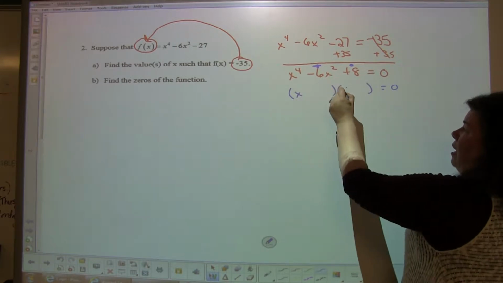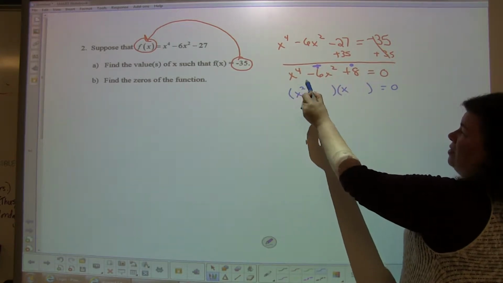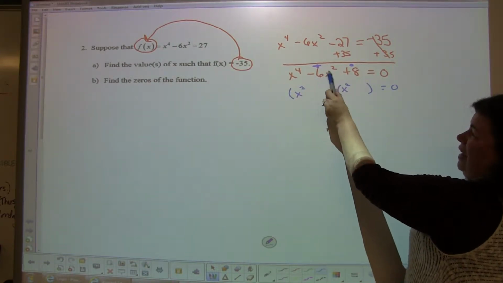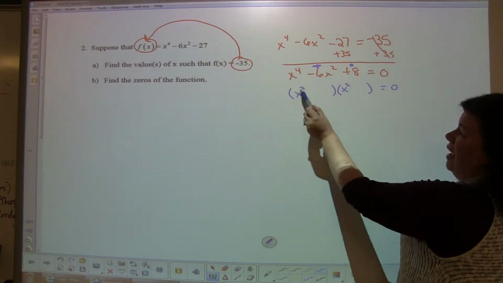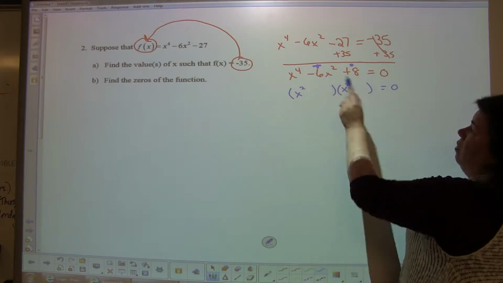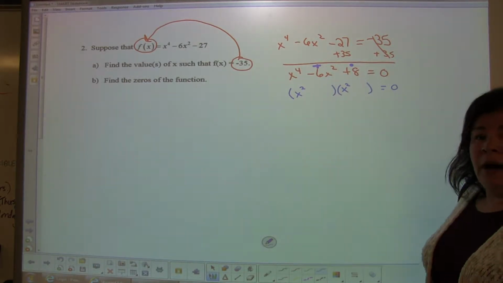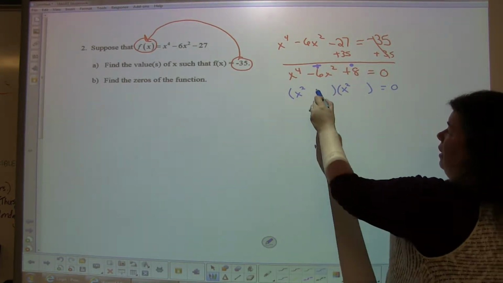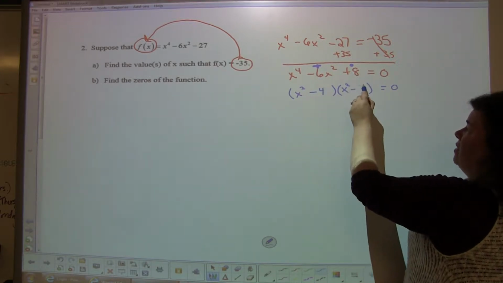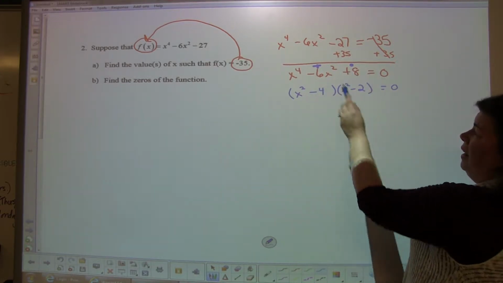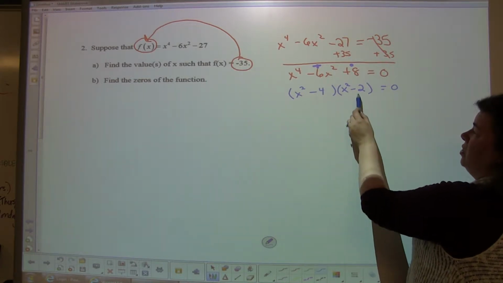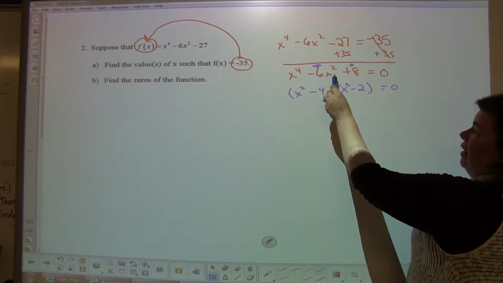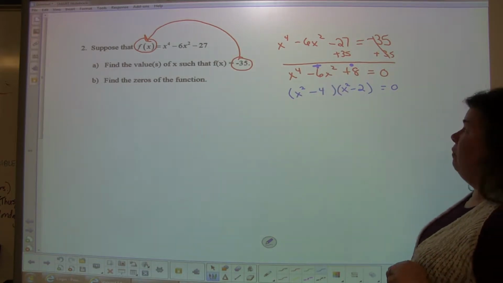Let's see if this works out. Remember, this has to be x squared and x squared because it has to add to negative 6x squared, but it has to multiply to x to the fourth. So our possibilities here are 2 and 4, and they both are going to be negative since we're going to get a positive when multiplied. And if you look here, we get negative 4x squared minus 2x squared, which would give us a negative 6x squared, which is exactly what we need.